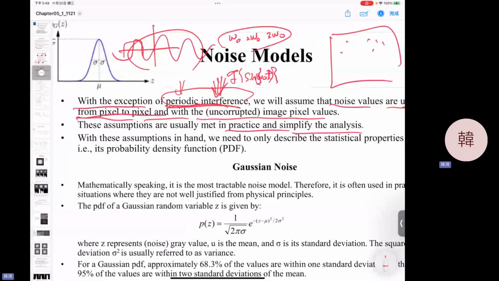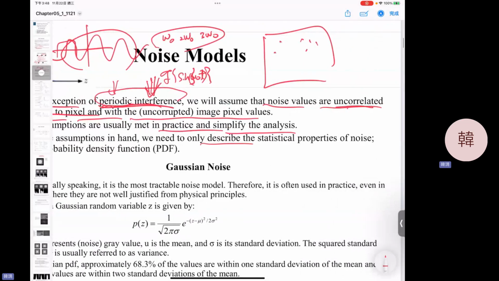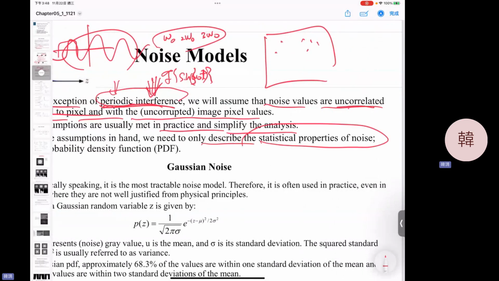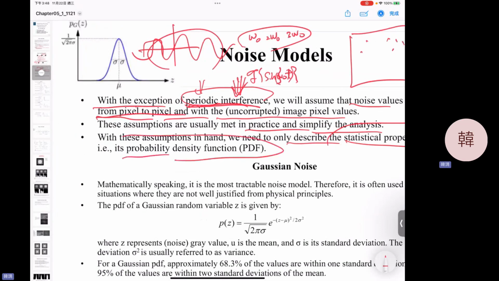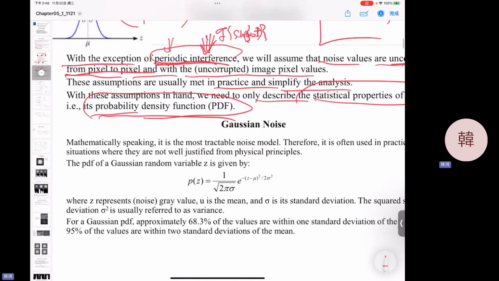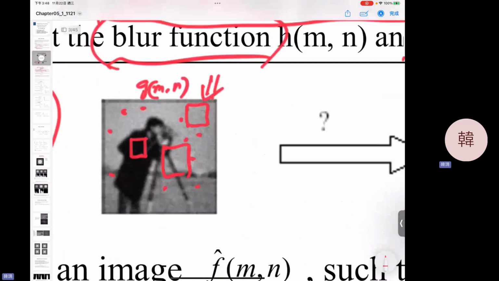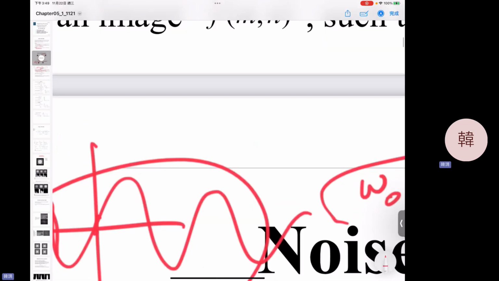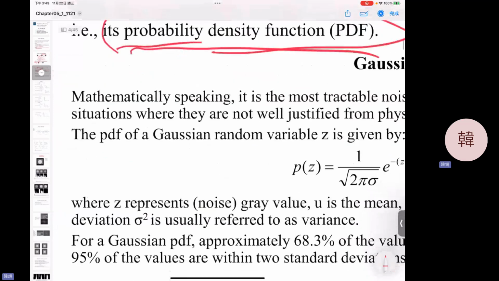With the same assumption, we only describe the statistical property of the noise, i.e. the probability density function. So how can you evaluate the statistical property of your background noise? We are going to look at the PDF, probability density function. You just take a part of this supposedly constant background, and then put it in a histogram distribution. You look at the histogram, you will see the function.